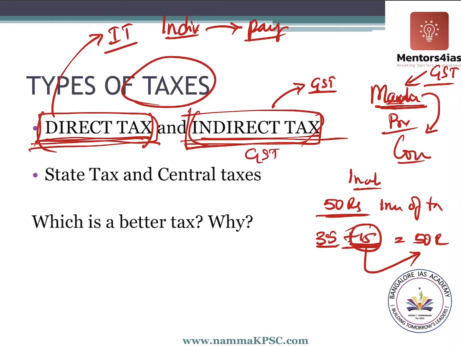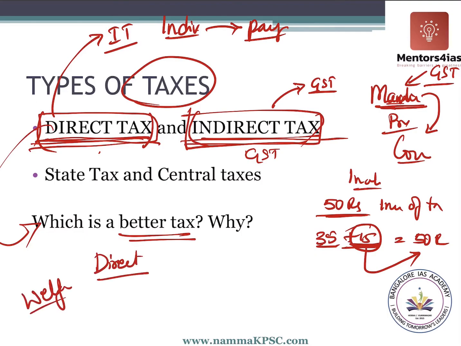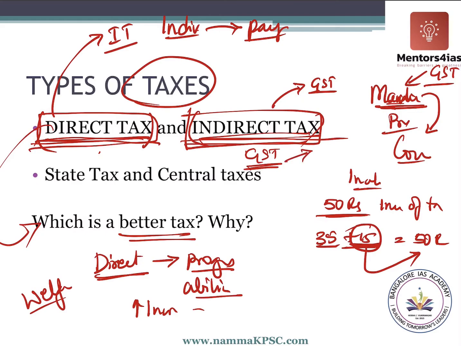Example, GST. Now, which one do you think is therefore the better tax? Is direct tax better or indirect tax better? The answer is direct tax is the better tax. In terms of welfare, direct tax is better, because direct tax is a progressive tax. That means it's based on the ability to pay. So as your income increases, you pay more tax. Whereas with indirect taxes, like GST, irrespective of whether you're rich or poor, you have to pay GST. So even a poor person will be paying the same amount of GST as a rich person. So therefore it is not a good type of tax.